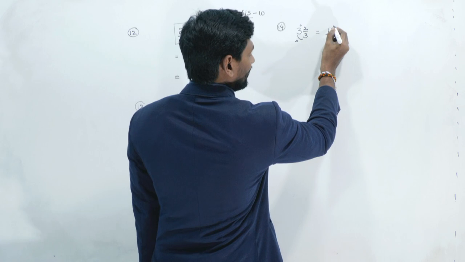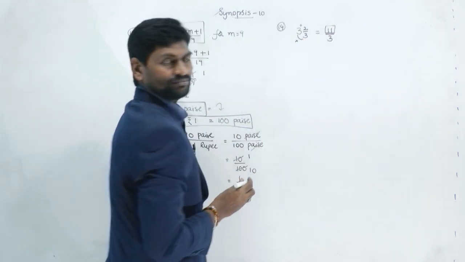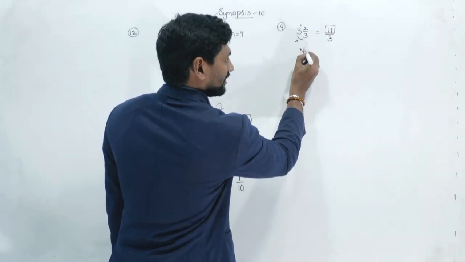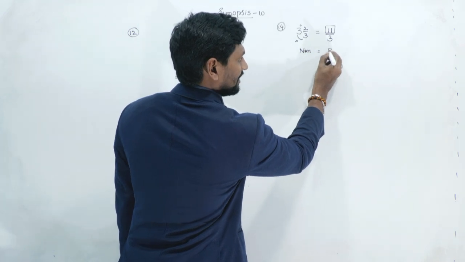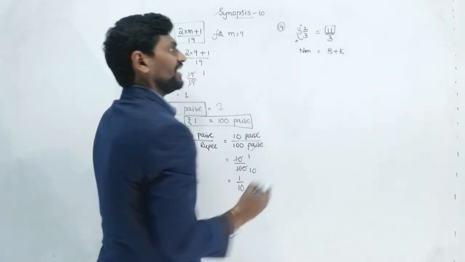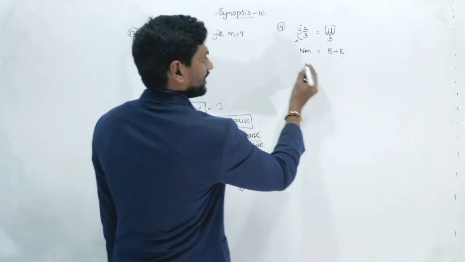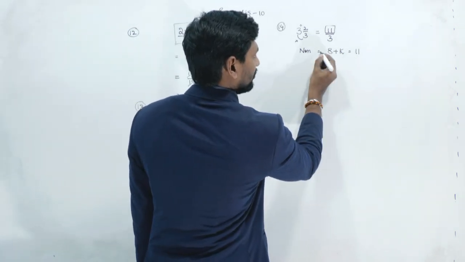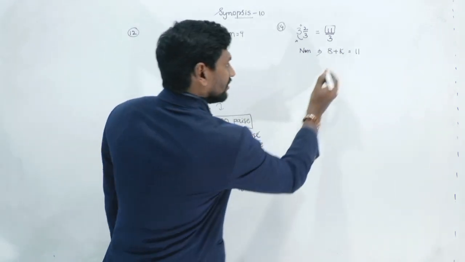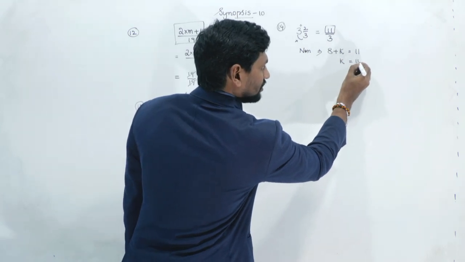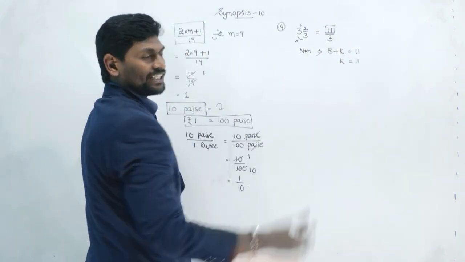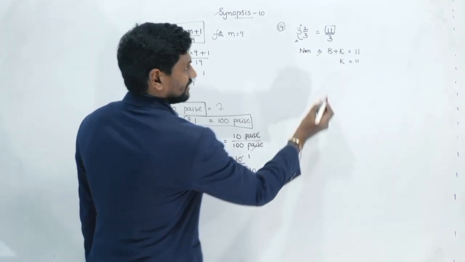In 11 by 3, what is the numerator? 11. So the question is given, the numerator is equal to 8 plus k. What is the numerator here? 11. So the 8 plus k value is 11. So k is equal to, now plus 8 we have to transpose that.